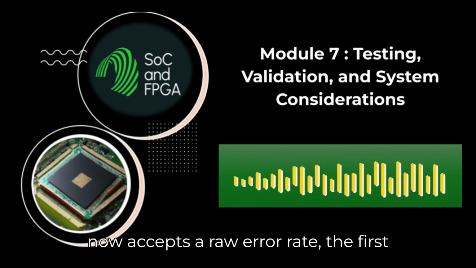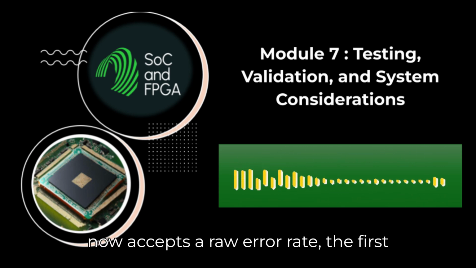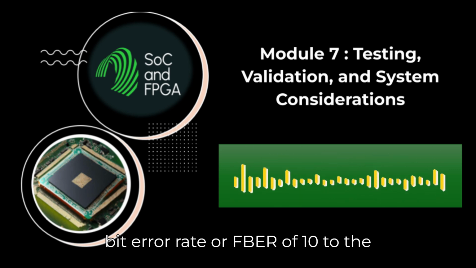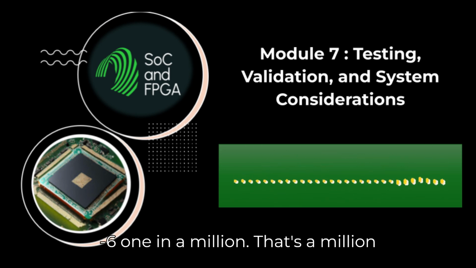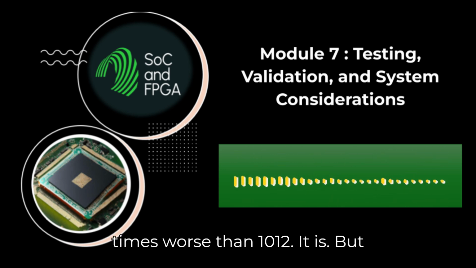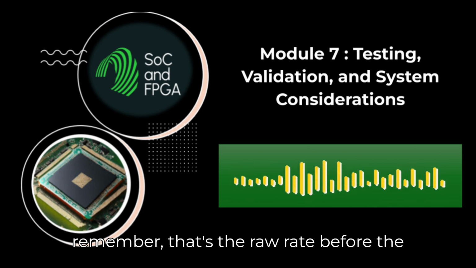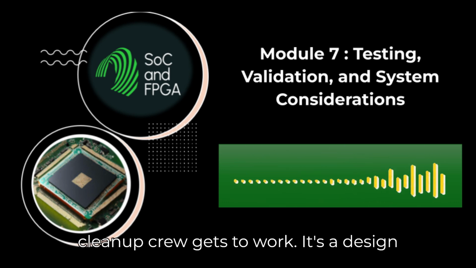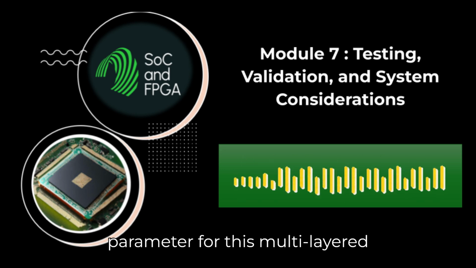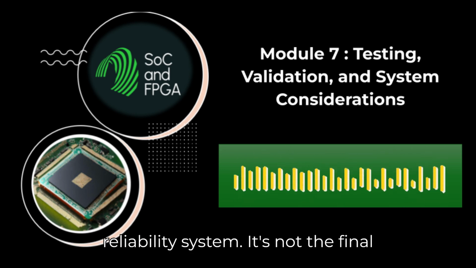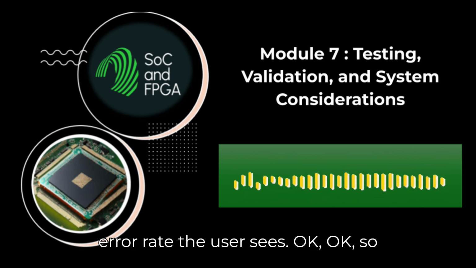The spec now accepts a raw error rate, the first bit error rate, or FBER, of 10 to the minus 6. 1 in a million. That's a million times worse than 10 to the minus 12. It is, but remember, that's the raw rate before the cleanup crew gets to work. It's a design parameter for this multi-layered reliability system. It's not the final error rate the user sees.